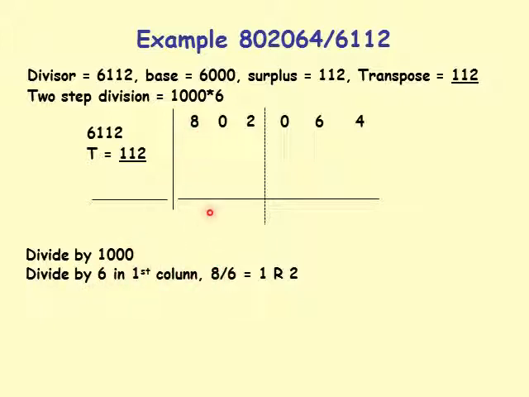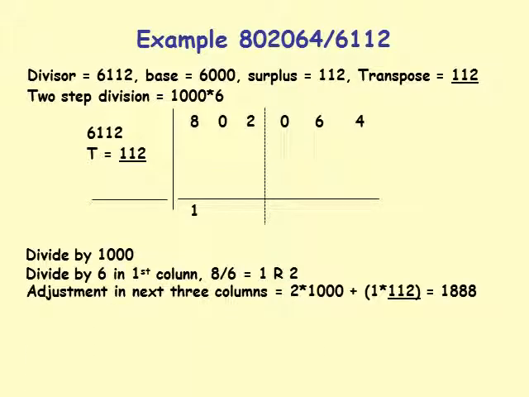8 divided by 6 is 1, remainder 2. So 1 and remainder 2. Now the adjustments. For remainder 2 it is 2 times 1000, where 1000 is the proportionality, our first division. And for the quotient, 1 times the transpose, which is negative 112. So we have a total adjustment of 1888.